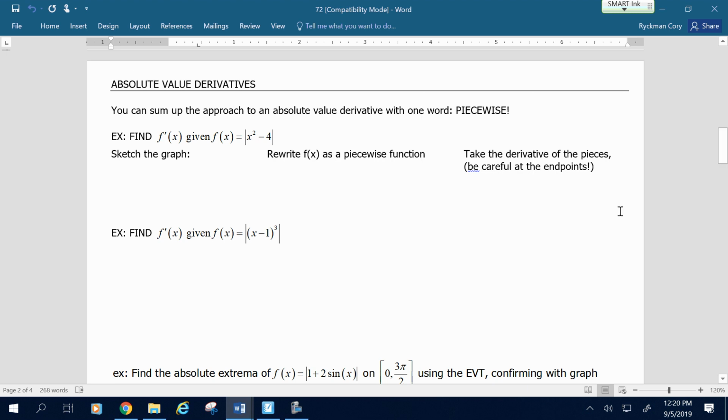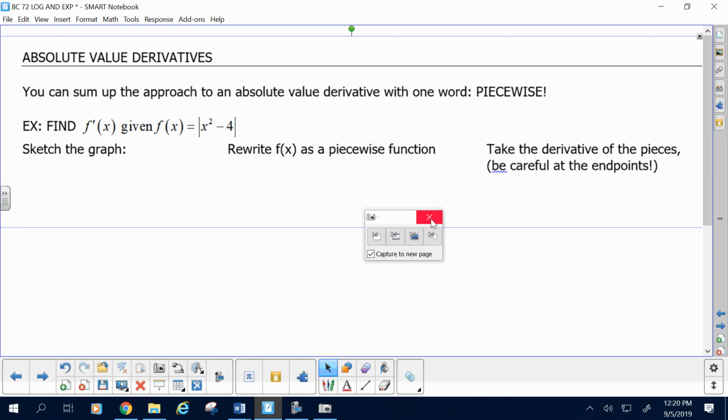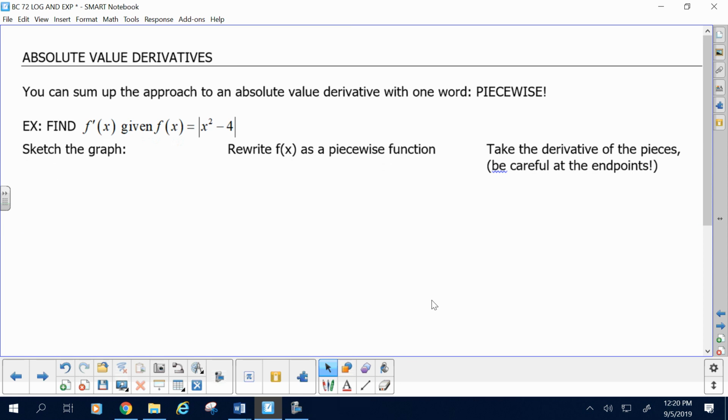Okie dokie, people. So, third idea of the day, a lot of little nibbling kind of ideas, are absolute value derivatives. You can sum up the approach to absolute value in one word: piecewise. Now you do this in a piecewise kind of way. First of all, let me communicate that the derivative of the absolute value of x squared minus 4 is 100% not just the absolute value of 2x. That would be great, but it's a big fat no. You'll see in a second why that's just not happening.